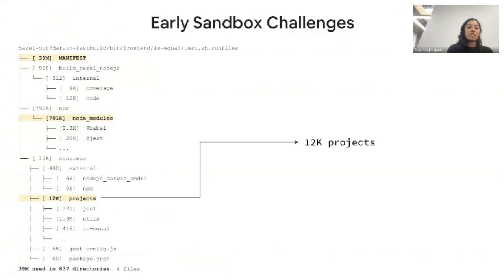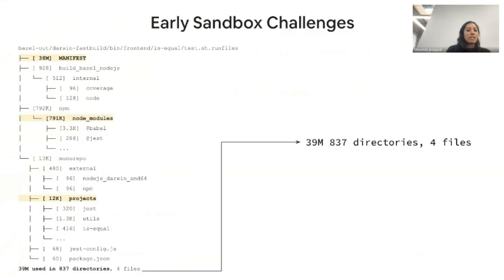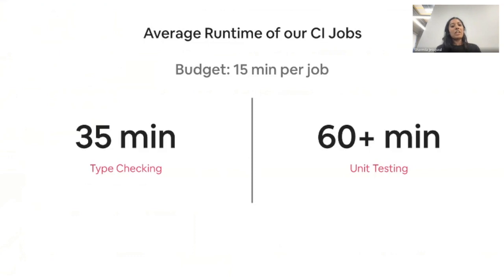About 12 kilobytes of projects. So this is our internal projects now, the things that we need to run our tests. Overall, it's just a lot of things, and there's only 4 files because the majority of the sandbox is symlinks. So if you can imagine, if any of these things are running remotely, we would have to send all of this up the wire and then set it up remotely. It takes a long time.